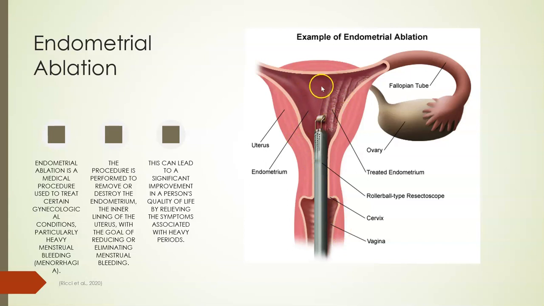As noted in this diagram, this is the body of the uterus. This device, which is called the roller ball type, is a resectoscope, which is used to scrape the lining, in a sense, of the uterus. All right. So in a nutshell, endometrial ablation is used to treat heavy menstrual bleeding. Okay.